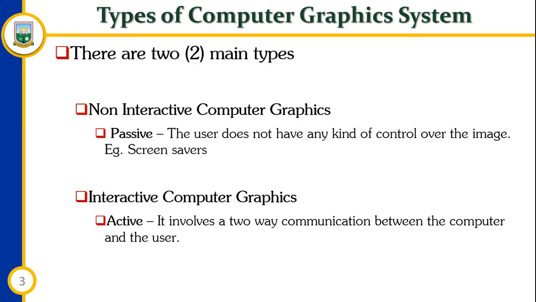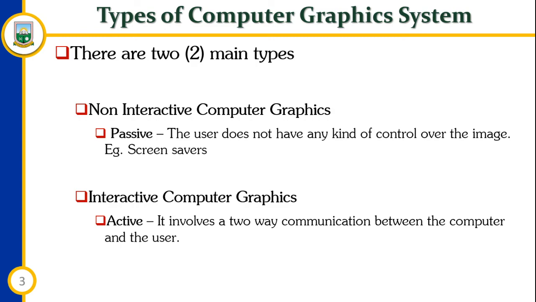Now, we say non-interactive computer graphics is passive mainly because in this type of computer graphics, the picture which is displayed or produced on the monitor does not really interact with the user. In other words, the picture is produced on the monitor, and the user does not have any control over the images displayed on that monitor. That is, the user cannot make any kind of change in the rendered images displayed on the monitor.